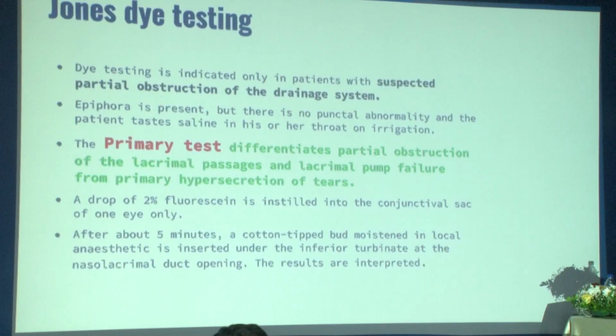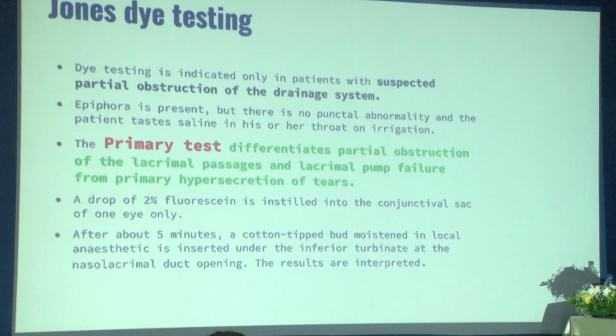Next slide, sir. Then another, Jones dye testing. Now, dye testing is indicated only in patients with suspected partial obstruction. Epiphora is present, but there is no punctal abnormality, and the patient tastes saline in his or her throat on irrigation. Now, the primary test. The primary test differentiates between partial obstruction of the lacrimal passages and lacrimal pump failure from primary hypersecretion of tears. What do we do in this? A drop of 2% fluorescein is instilled into the conjunctival sac of one eye only.